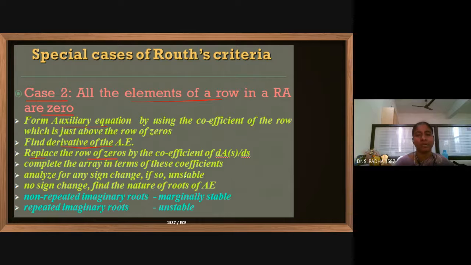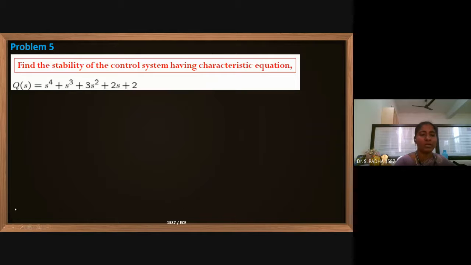Whenever a complete row of 0 comes, it cannot be a stable system. Roots will be on the imaginary axis or on the right-hand side also. Marginally stable means roots are present on the y axis, the j omega axis. Sometimes roots may come on the RHS also, and if so, we decide it is unstable. If roots are only on the LHS and on the imaginary axis, we say the system is marginally stable. Whenever a row of 0 comes, there is more possibility of marginal stability, with roots on the imaginary axis.